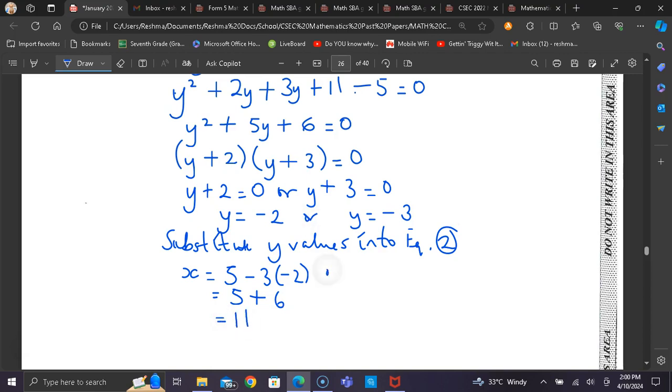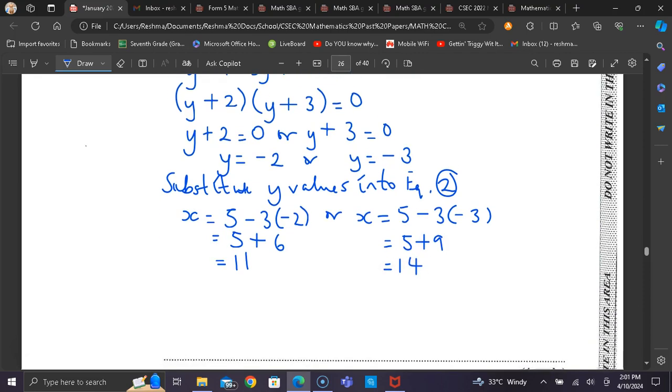Or the next x value will be 5 minus 3 times negative 3. So that's 5 plus 9, which is 14. So that's the second x value.